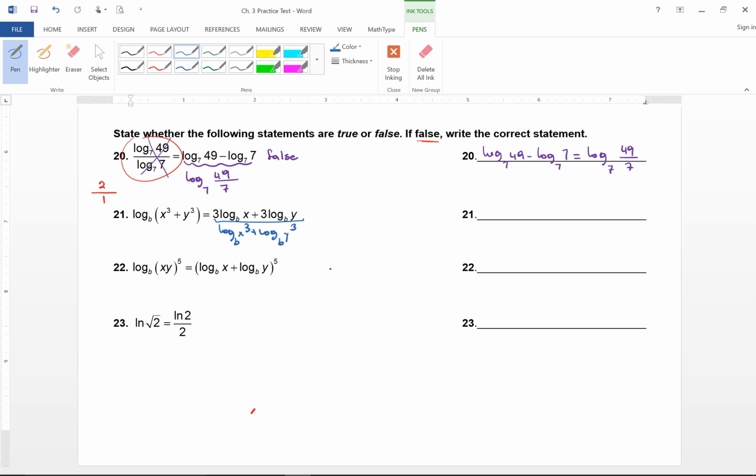Because you just brought x cubed to the left times y cubed. So it'll be log b of x cubed times y cubed. You would not get that. So after you have this and you want to condense it, it's just log b of x cubed times y cubed. All right?